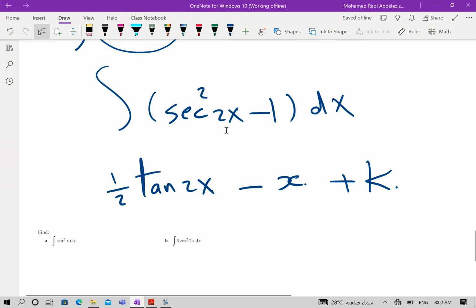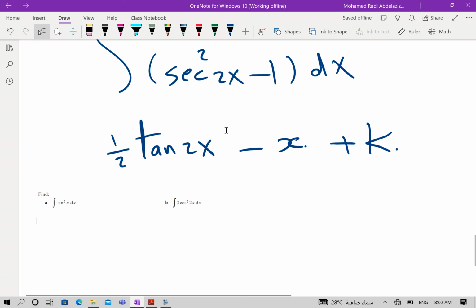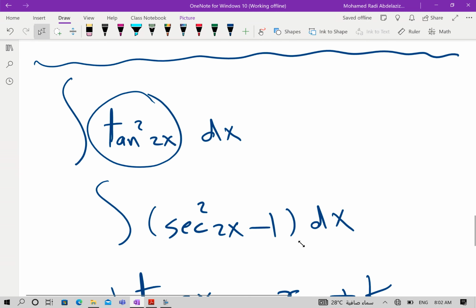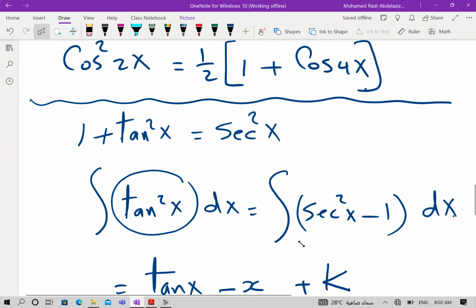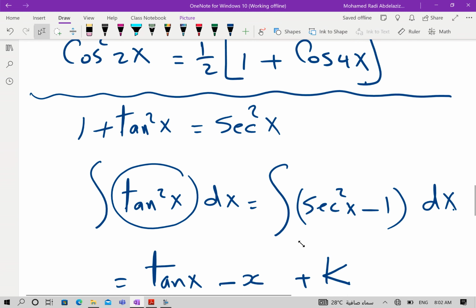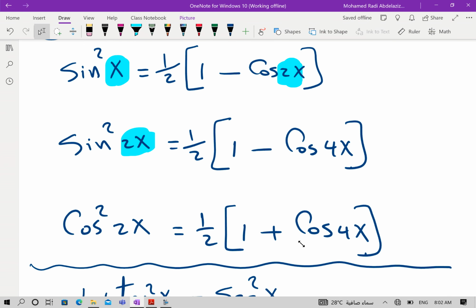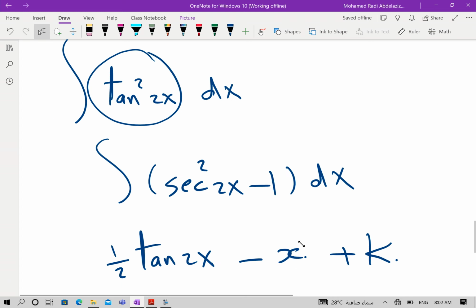This is for sine and cosine. The identity which connects tan squared and sec squared: 1 plus tan squared is sec squared. So 1 plus tan squared 2x will be sec squared 2x. Same, but this is for the double angle, so it will be a half.